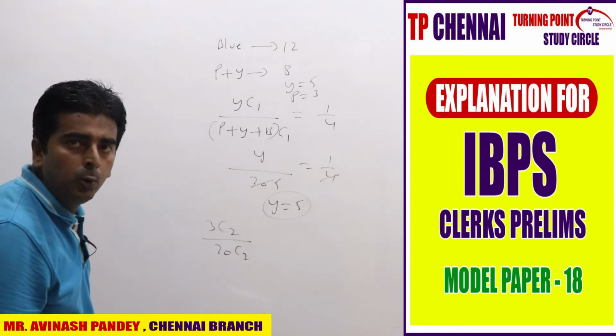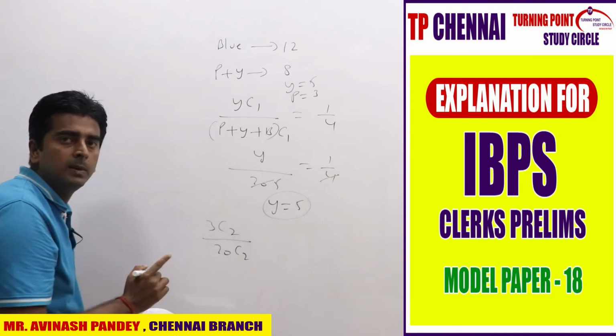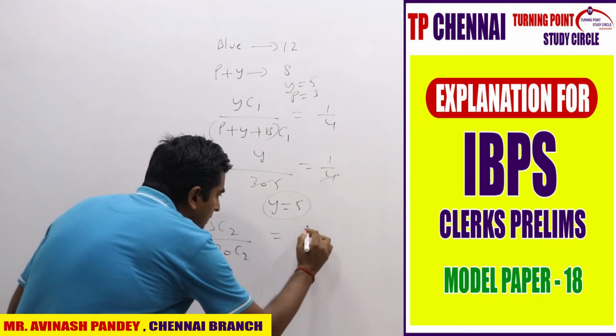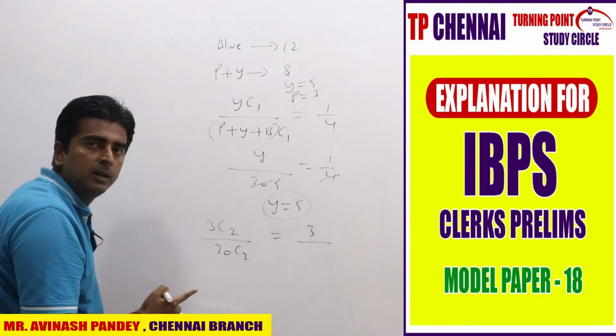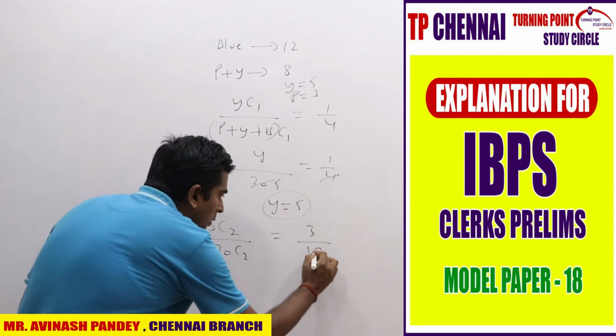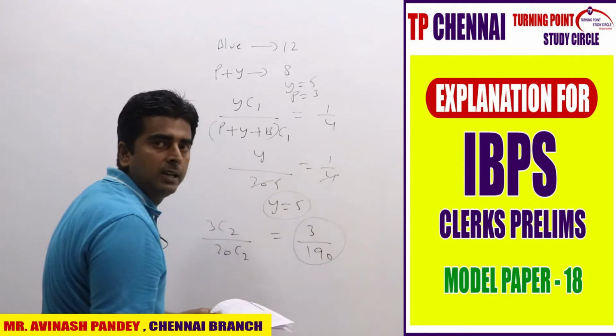NC2 is nothing but n into n minus 1 by 2. So 3C2 is nothing but 3 into 2 by 2, which is nothing but how much? 3. And 20C2 is nothing but 20 into 19 by 2, which is nothing but how much? 190. So my answer is 3 by 190.